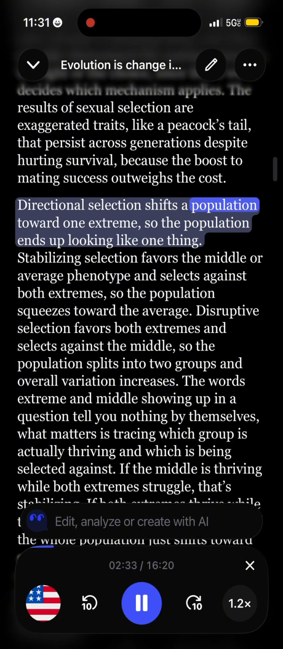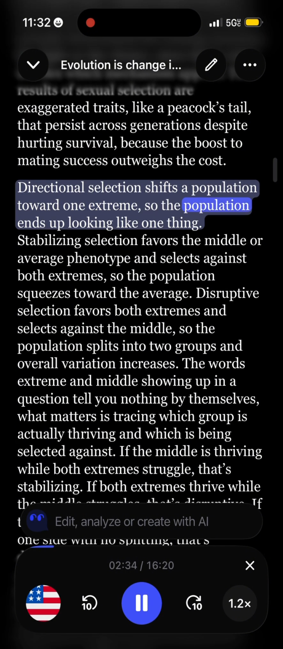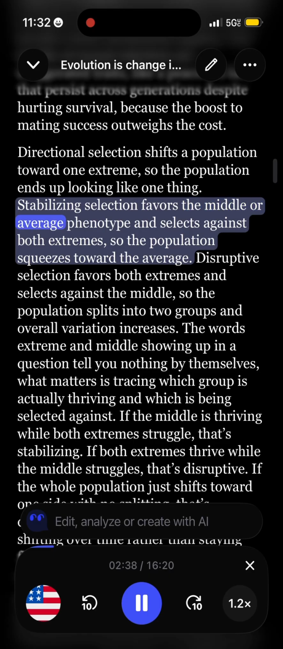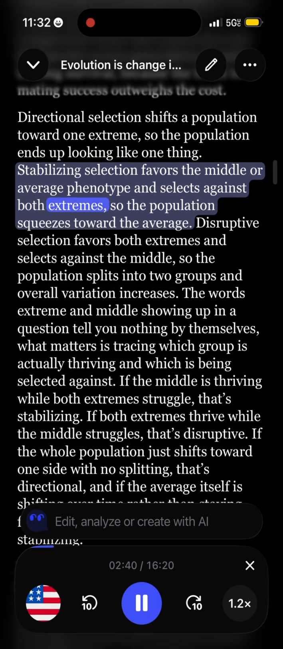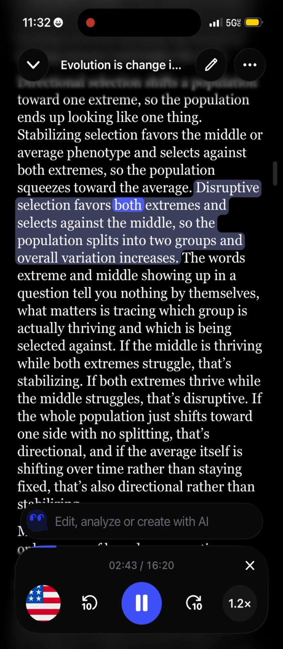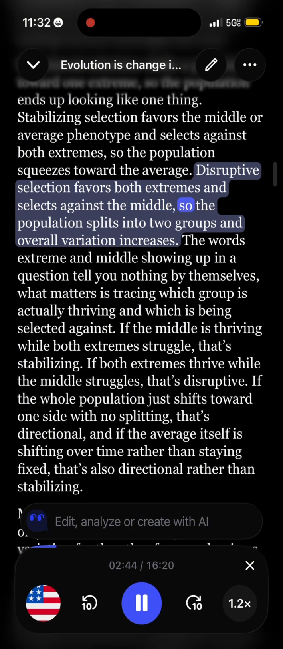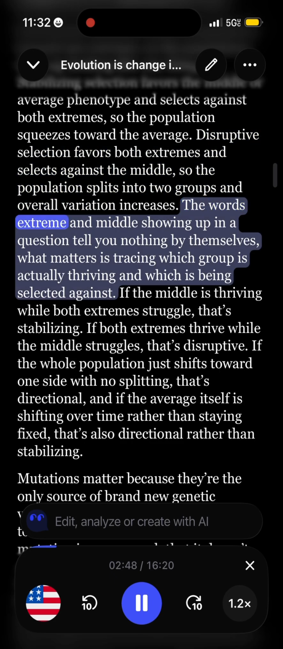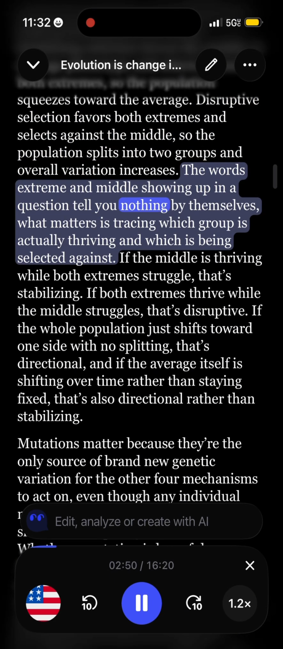Directional selection shifts a population toward one extreme, so the population ends up looking like one thing. Stabilizing selection favors the middle or average phenotype and selects against both extremes, so the population squeezes toward the average. Disruptive selection favors both extremes and selects against the middle, so the population splits into 2 groups and overall variation increases. The words extreme and middle showing up in a question tell you nothing by themselves.